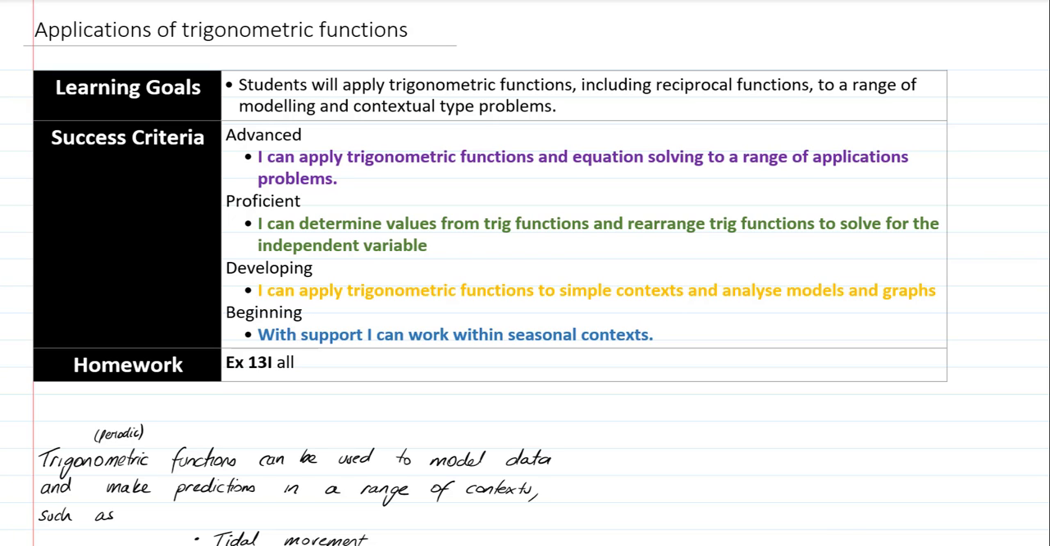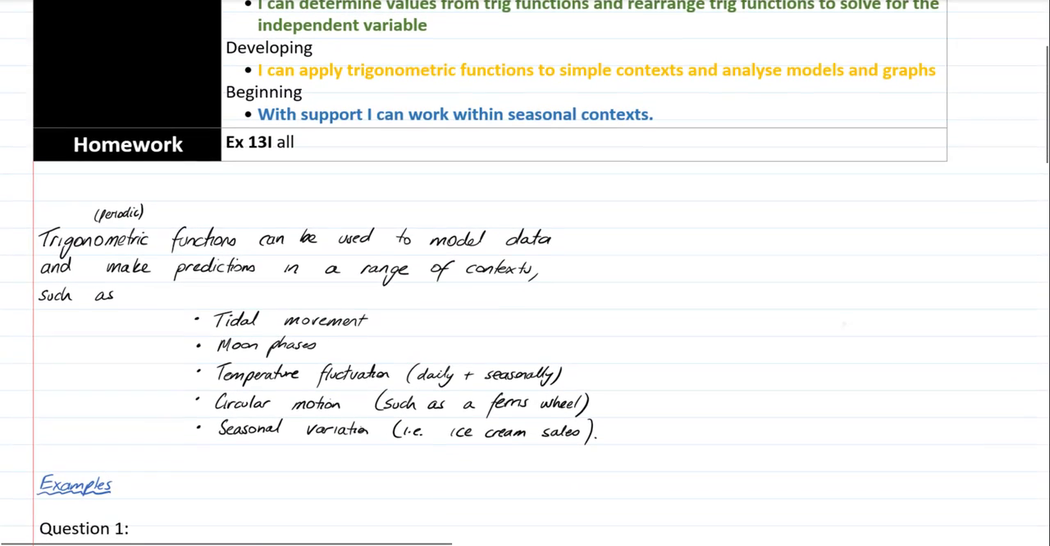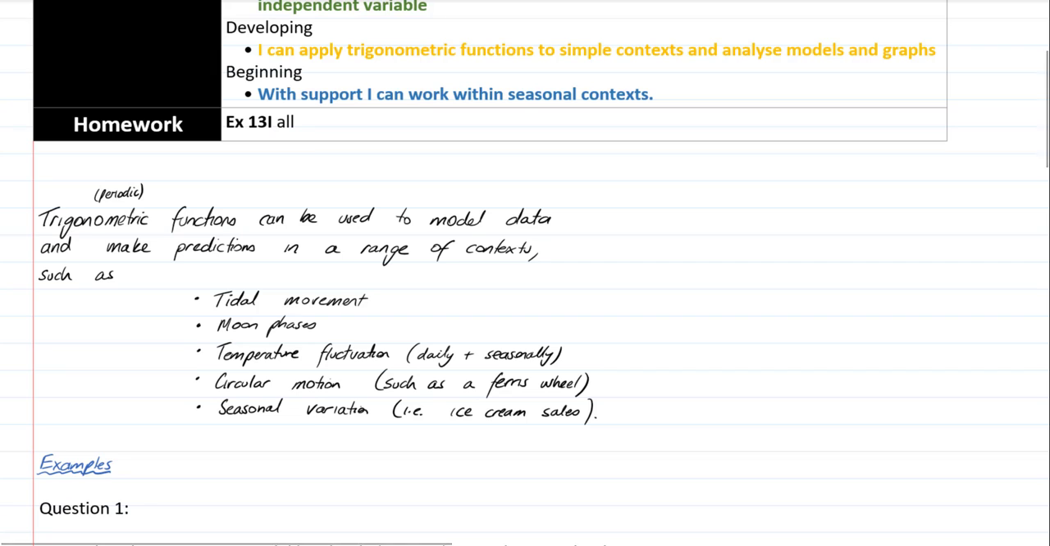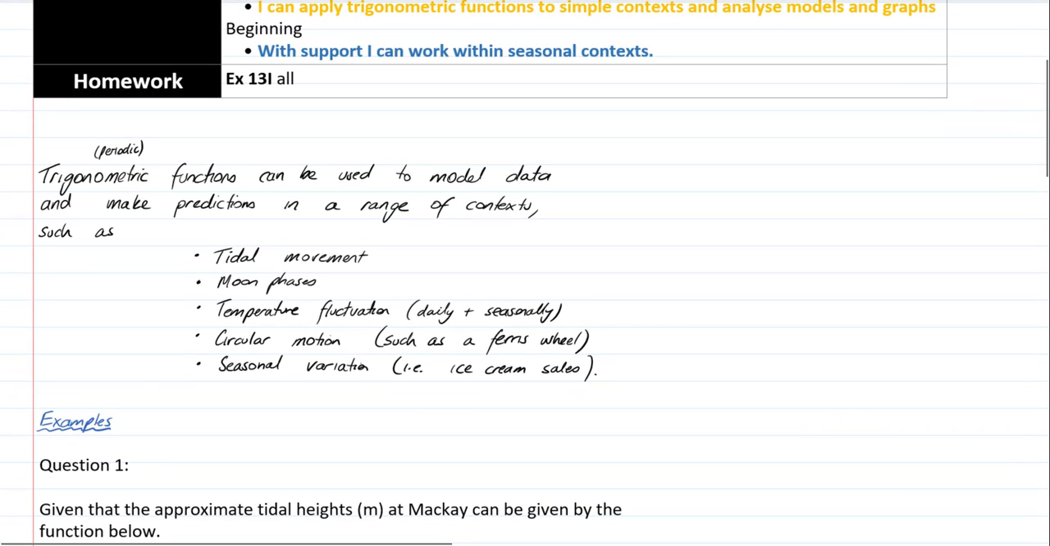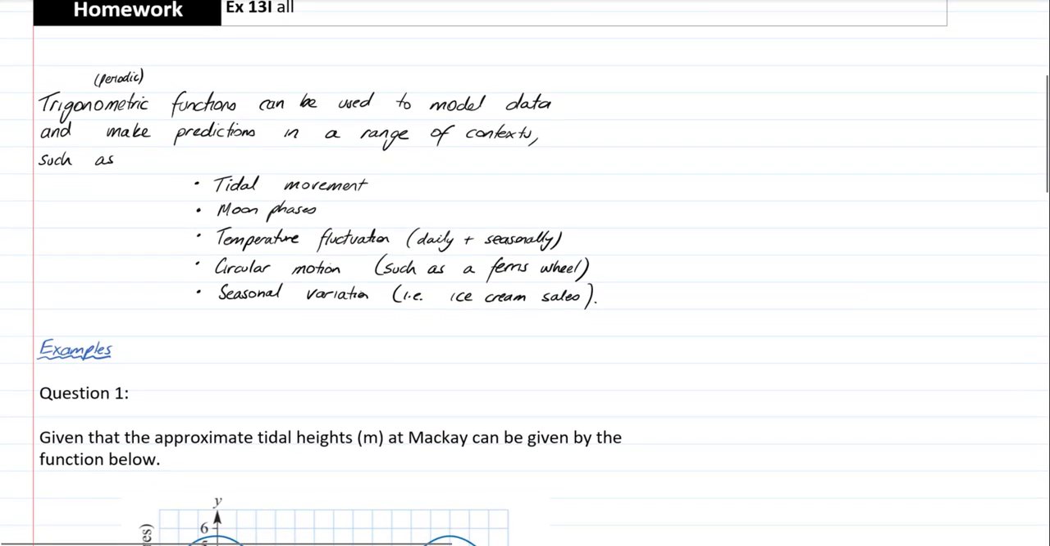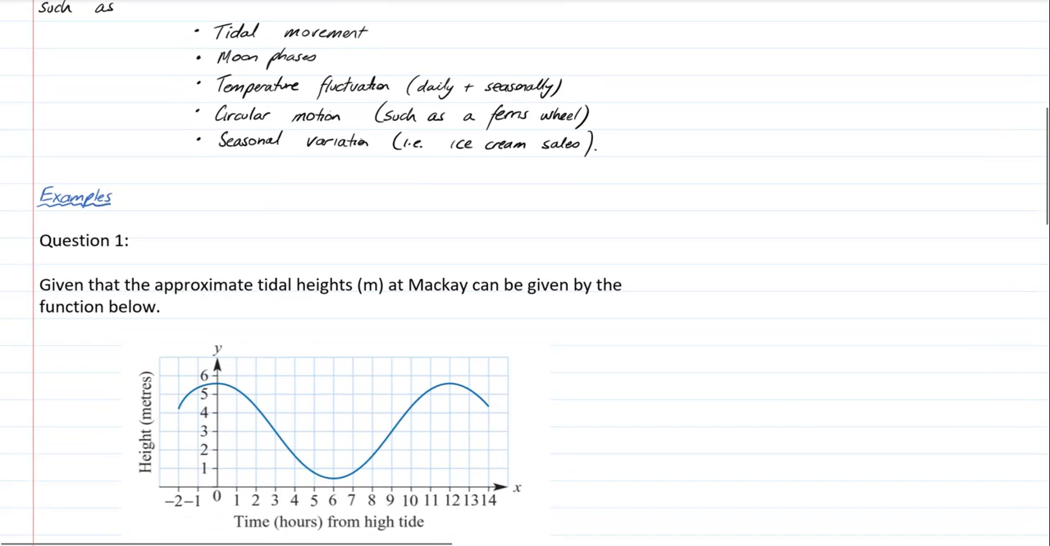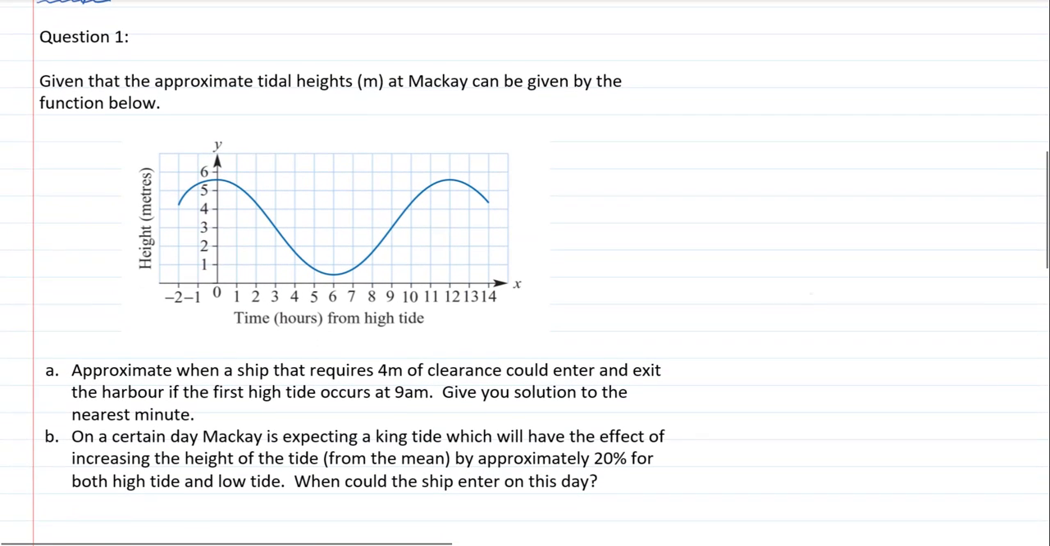Now I'm not going to do anything super exciting, just to remind you some of the rules that you will have learnt in math methods and take you through a couple of harder problems. So you've just been through all the trig ideas and concepts. You may see applications in terms of tidal movement, moon phases, temperature fluctuations, circular motion, seasonal variation of different situations, and about a million other things. So I'm going to go through two examples. In video 5 we'll go through question 1, and in video 6 we'll go through question 2.